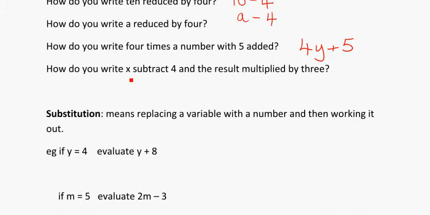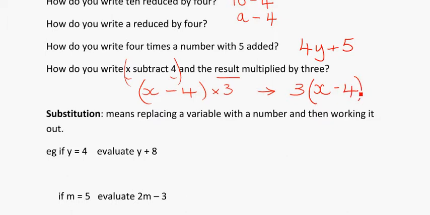How do you write x subtract 4 and the result multiplied by 3? Now we have to do that bit first because the result is multiplied by 3. So we go x subtract 4 and you have to put a bracket around it. Now we could go times 3, but once again in algebra, if you have a number right up close to a bracket or next to a bracket, it means multiply, and that is the preferred way to write it.